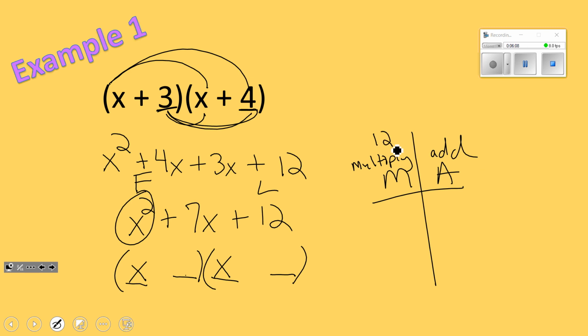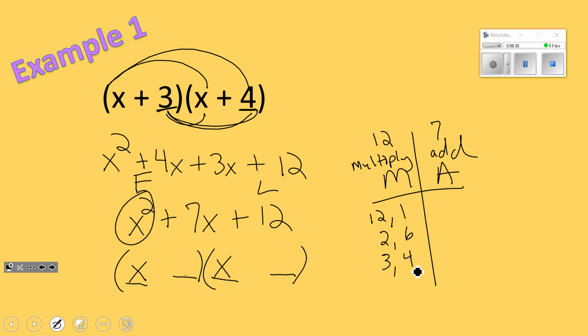12, and we're adding to be 7. So what we're going to do down this chart is we're going to come up with things that multiply to be 12. Like, for example, you got 12 and 1, correct? You got 2 and 6. You got 3 and 4.